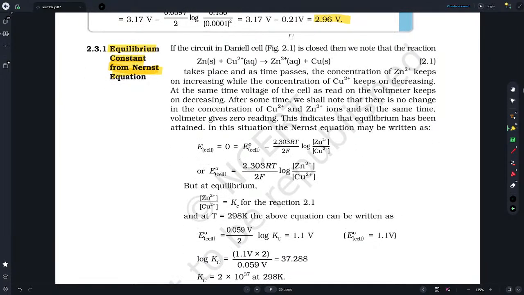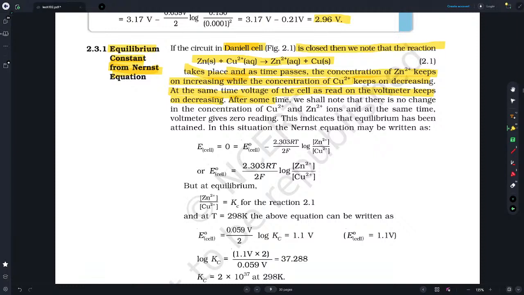In the Daniell cell, the circuit is closed and current is flowing. Then we note that the reaction Zn + Cu2+ → Zn2+ + Cu takes place, and as time passes the concentration of Zn2+ keeps on increasing while the concentration of Cu2+ keeps on decreasing. At the same time, the voltage of the cell as read on the voltmeter keeps on decreasing.